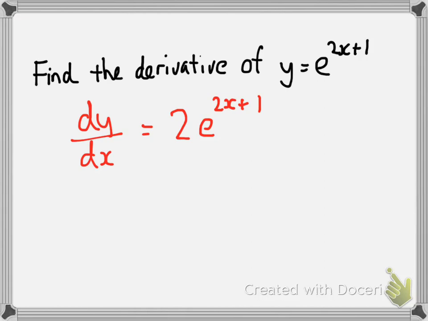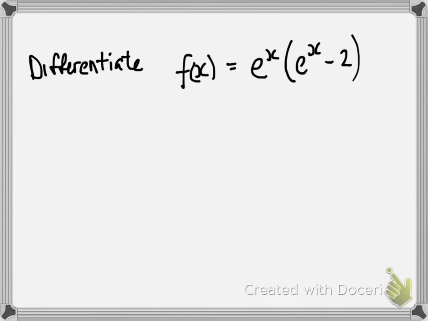Let's wait a sec. Okay. All right. It's a bit different. E to the power of x outside of the bracket, e to the power of x minus 2. What do you think? Expand the brackets. Okay, and that's a really important step.